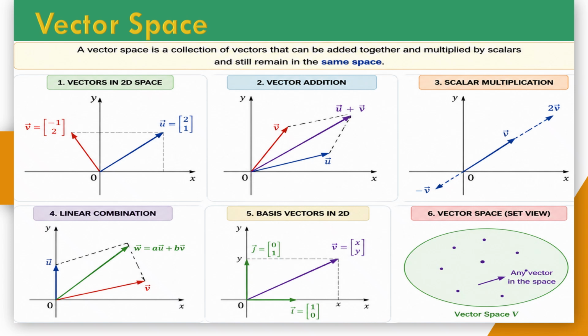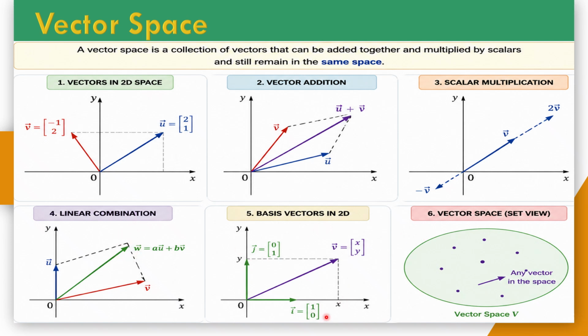Similarly, vector addition of v and u is possible, and the sum of v and u is also in the same vector space. Scalar multiplication: generally the vector is v. If it is multiplied by 2, it extends further, but this point is also located in the same vector space. Minus v is nothing but v multiplied by minus 1, so its direction is reversed. Similarly, a linear combination of v and u is also in the same space.